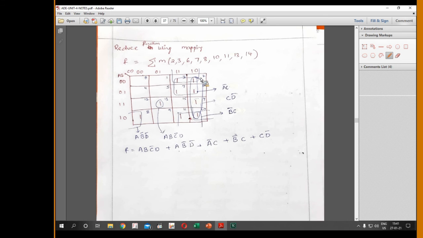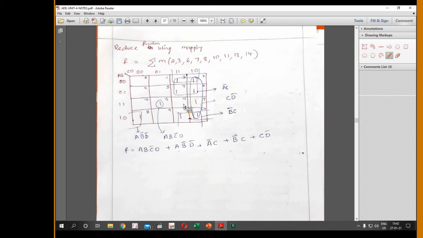Then we have to check for your big square. The total number of min terms is now 9, so we'll check for the octet. An octet can be formed with 8 min terms, so we have to check 8 square adjacency. Here 3, 2 are adjacent, 7, 6 are adjacent, 15, 14 are adjacent, 11, 10 are adjacent.